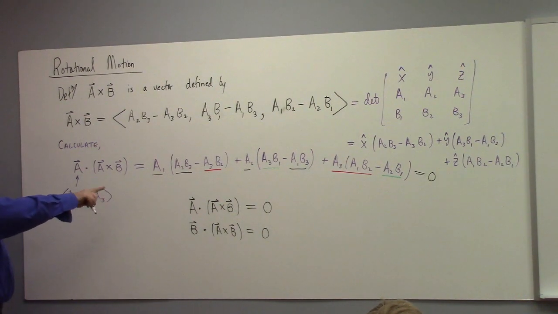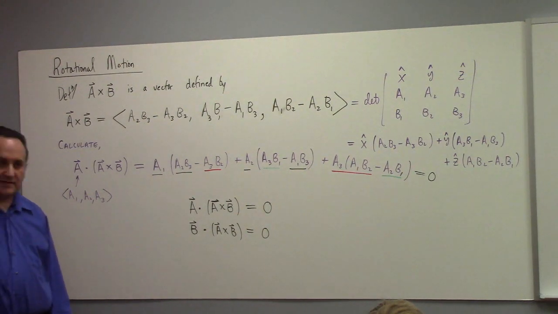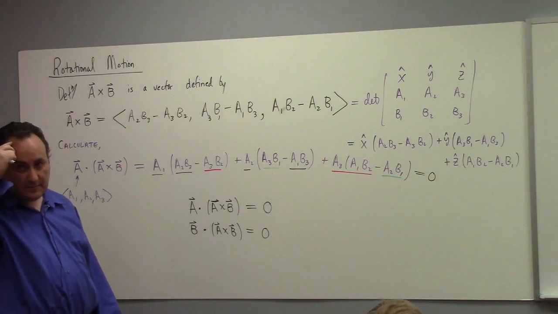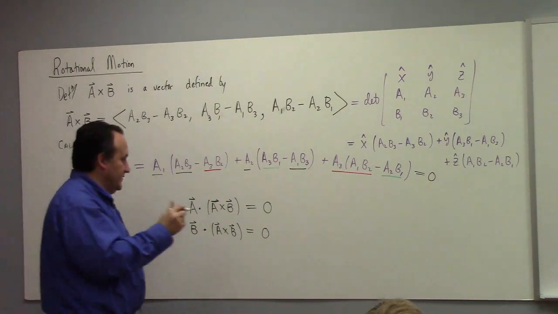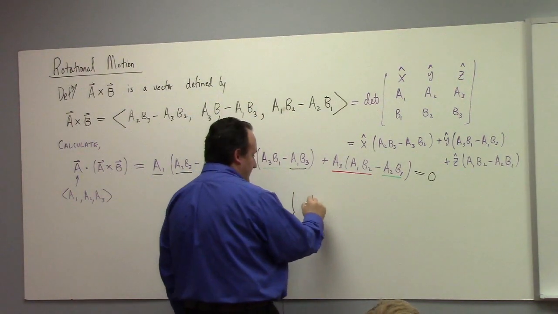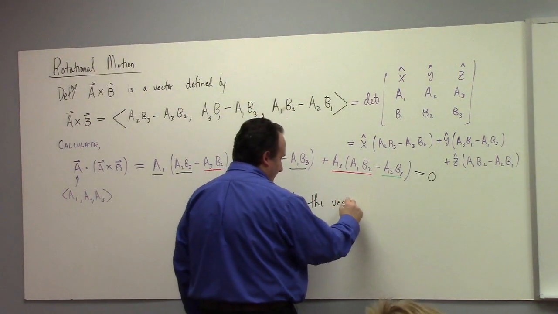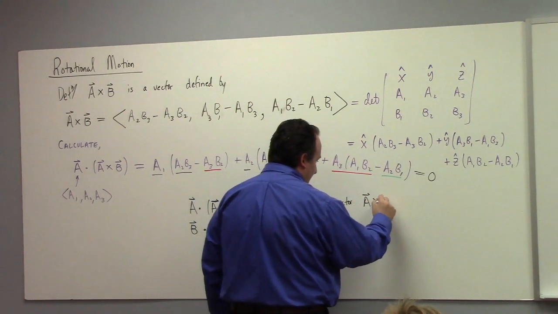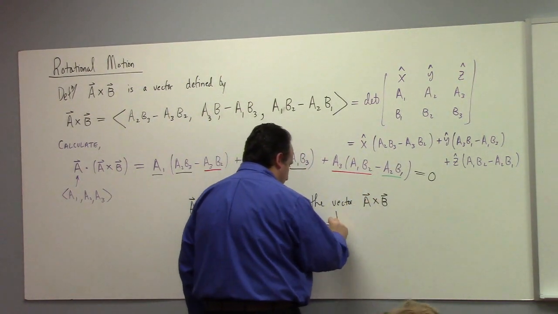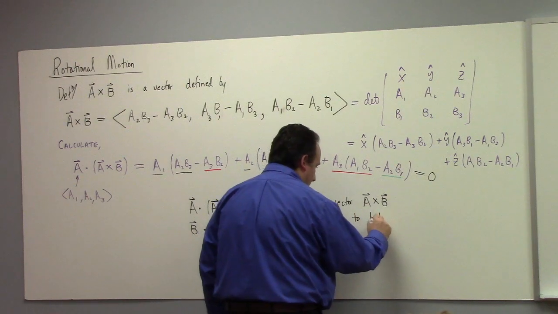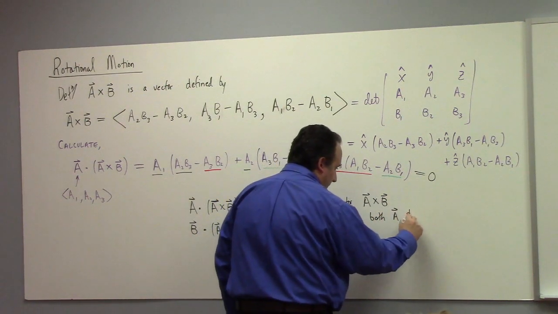so what do these 2 equations mean here? What do these say? What's the relation geometrically of A and B to A cross B? They're perpendicular, right? So this means that the vector A cross B is perpendicular to both A and B.